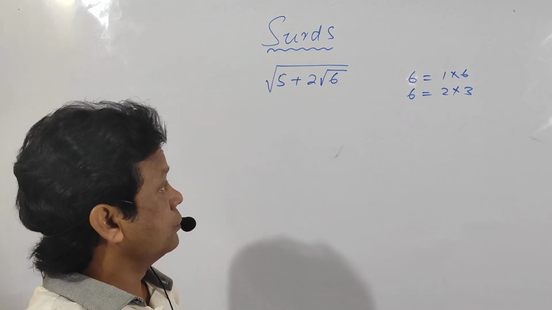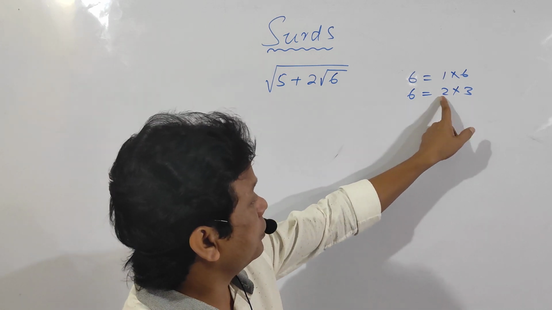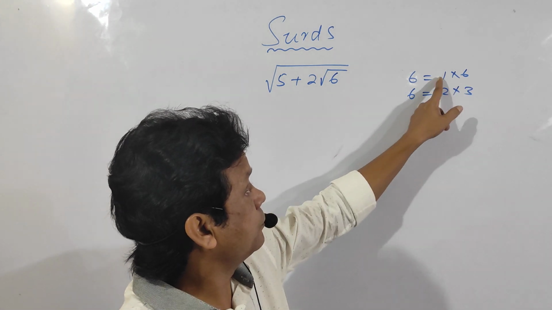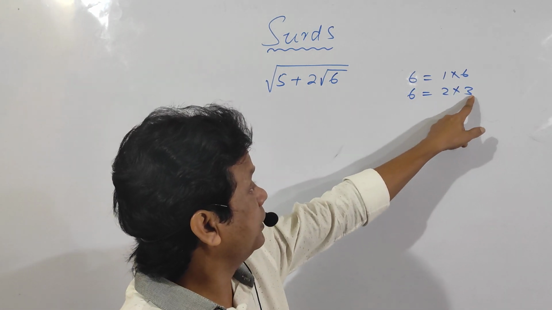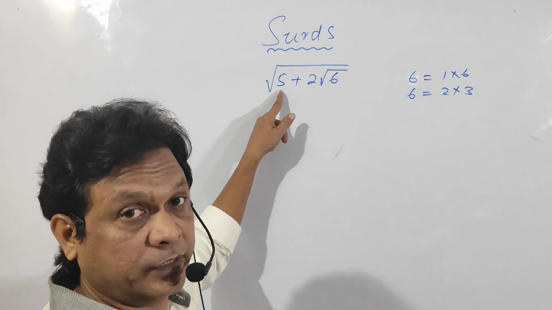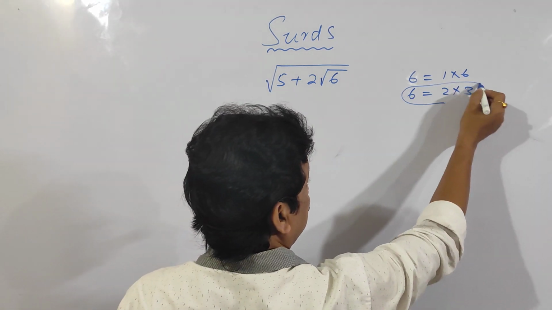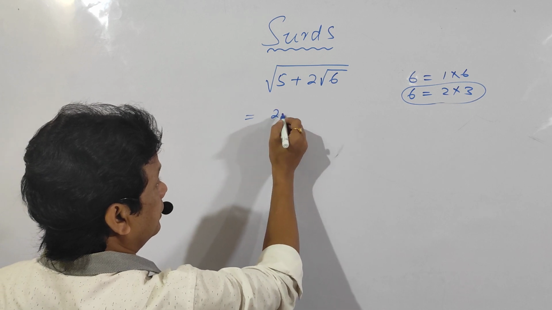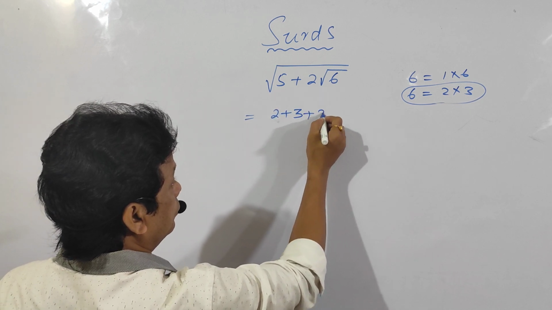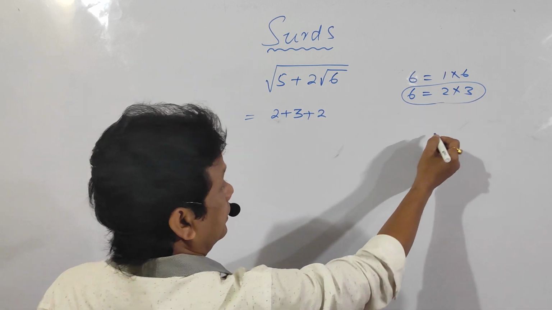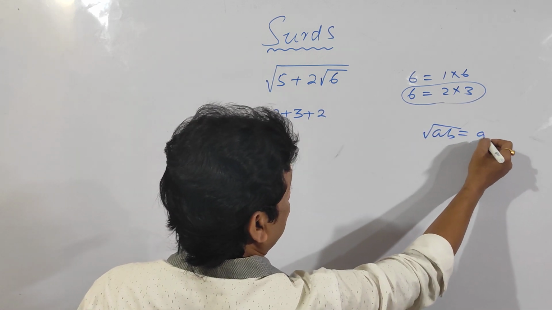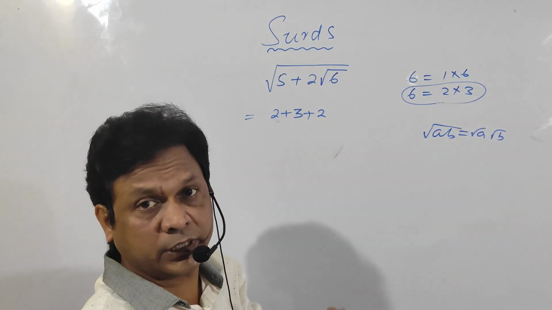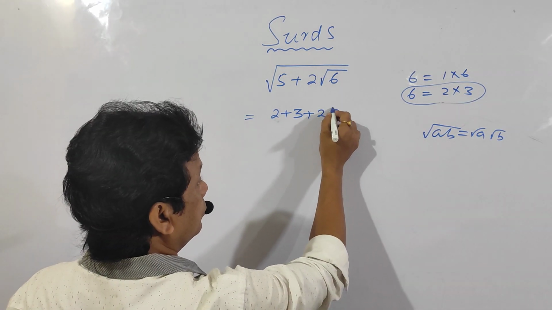Okay, so the sum of these two numbers should be equal to this number. So here 6 plus 1 is 7, so it is not 7. Here 3 plus 2 is equal to 5, so it is 5. So you should consider this case. That means we can write 5 as 2 plus 3, then 2 and root 6. Root over of AB can be written as root A into root B. So root 6 can be written as root 2 into root 3.